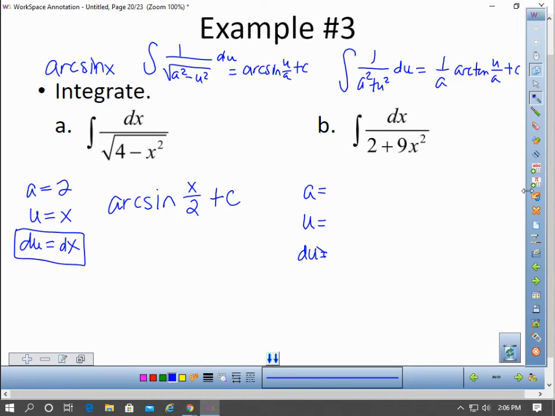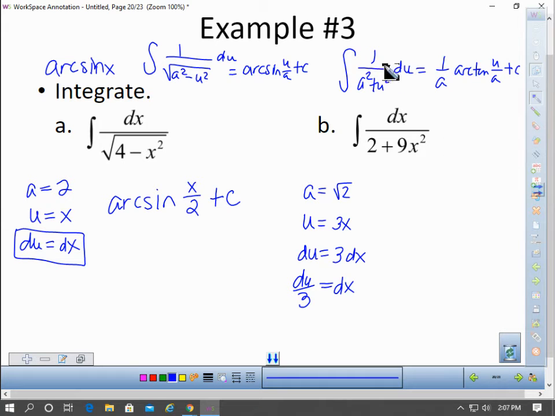All right, so for this problem, I'm looking here and comparing it to what we have. So if I compare what I have to this rule up here, the a squared has to be 2, so that means a is the square root of 2. The u squared is the 9x squared, so that means u has to be 3x. And so now I'm going to take the derivative, so du equals 3 dx. So then dx equals du divided by 3. I'm dividing by 3 just like I would with a normal u substitution.